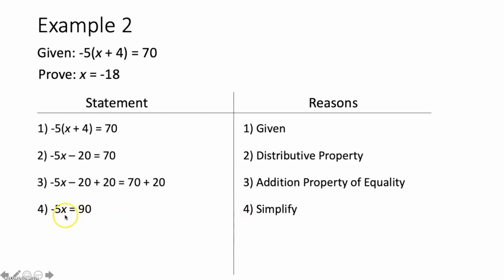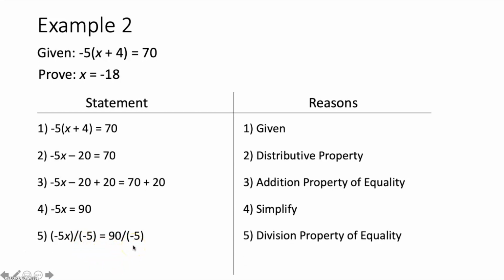Next, I need to solve for x. So how do I get x by itself? Well, I need to get rid of this -5, right? So to get rid of that, I divide both sides by -5. And when you do something to both sides of an equation, that's a property of equality. In this case, since we divided both sides by -5, that would be the division property of equality.